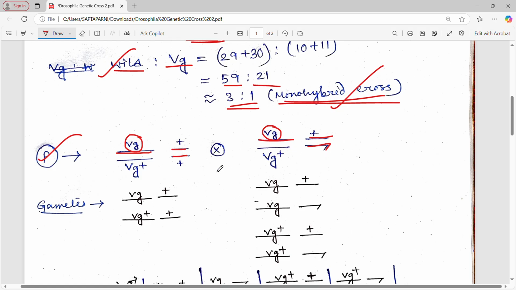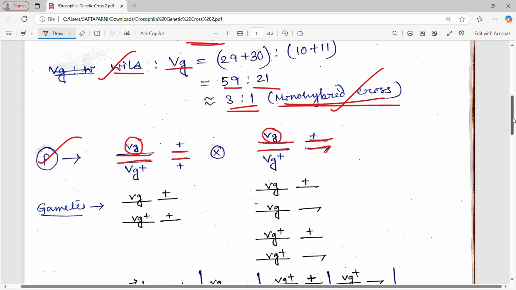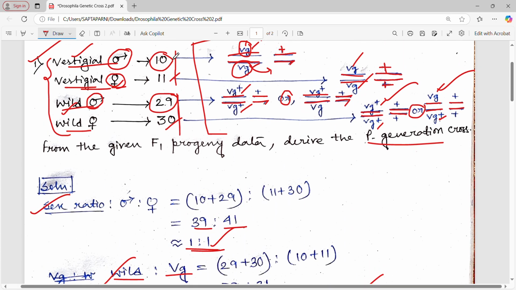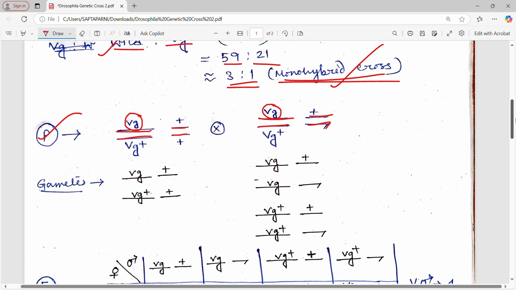Now the other autosome of the mother and the other autosome of the father must be VG plus here. If it is not VG plus, then these 4 types of phenotypes in a 3:1 ratio cannot be achieved. The ratio would be 1:1:3 and cannot be achieved. So the cross must be of heterozygous type, the father and mother should both be heterozygous.